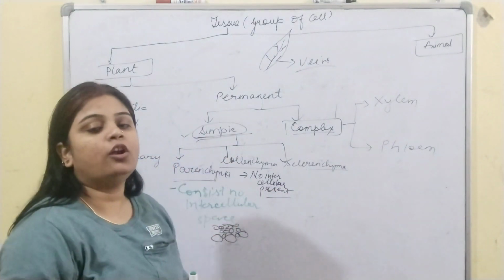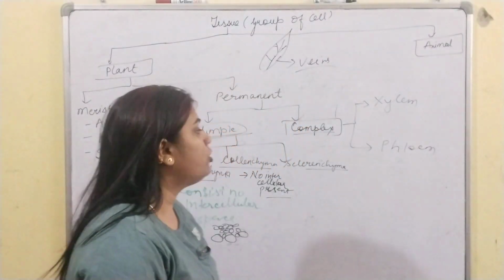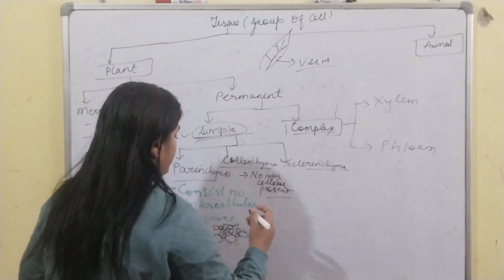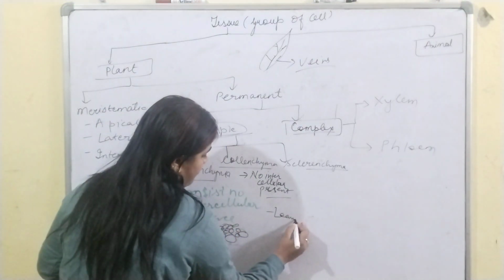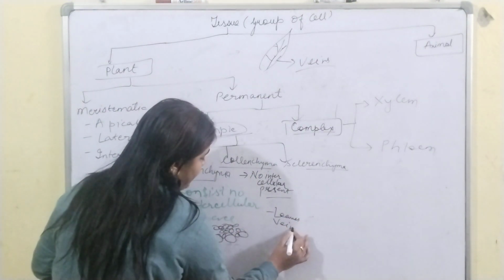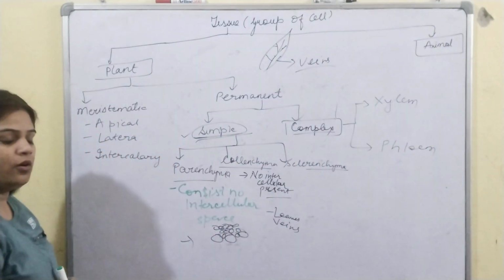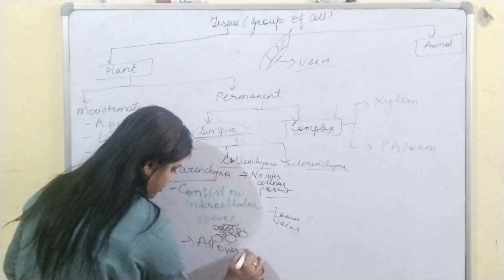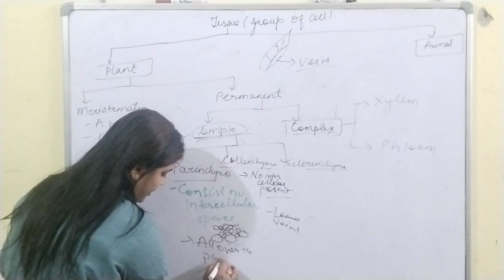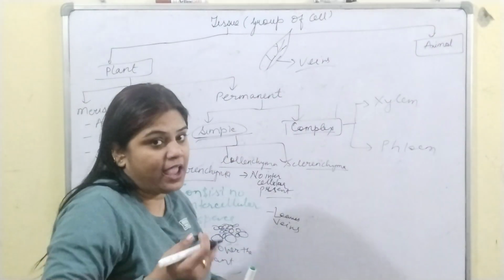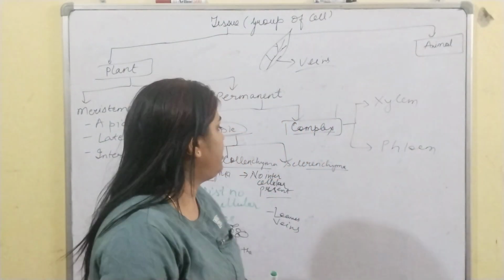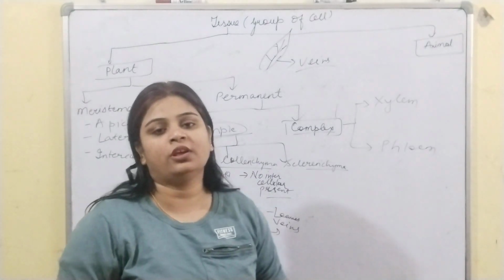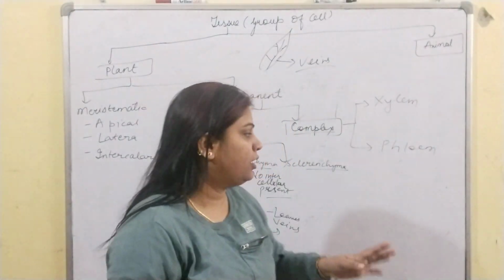They are also in elongated form. So this is the collenchyma, and where is it found? It is found in leaves, veins. And parenchyma is found where? All over the plant. So parenchyma helps to keep the plant alive for growth, and collenchyma provides stiffness to the leaves and veins.